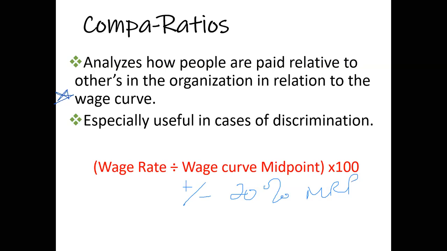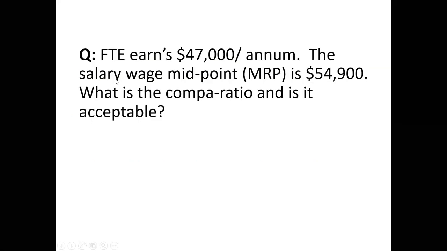Let's take a look at the next slide. So here we have a scenario. We have a full-time employee who is earning $47,000 a year. The salary midpoint, or mid-range point, better yet, MRP, is $54,900. So clearly this person is making less than the mid-range point. They're probably not thrilled, but they may or may not have a claim. What is the compa ratio, and is it acceptable?